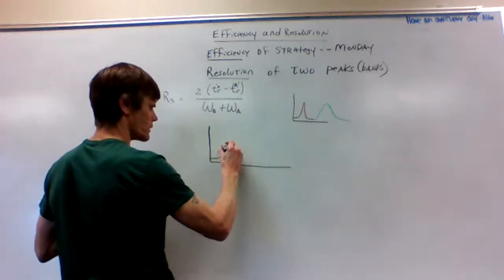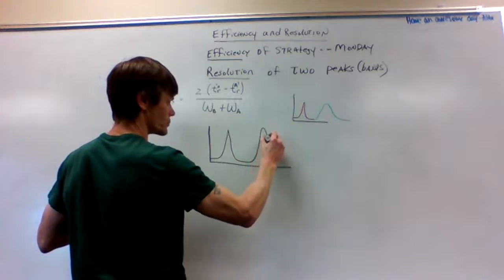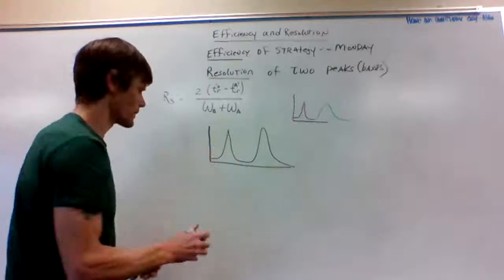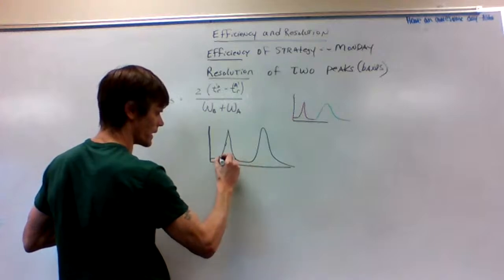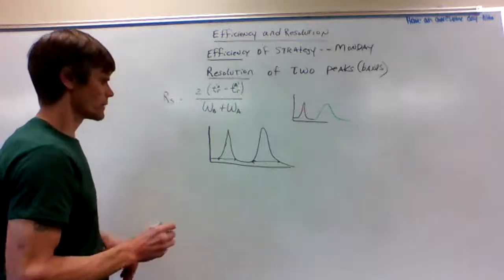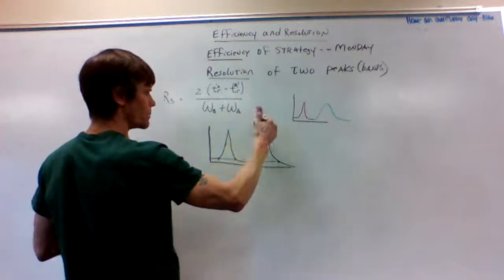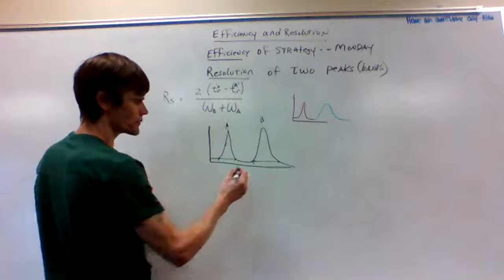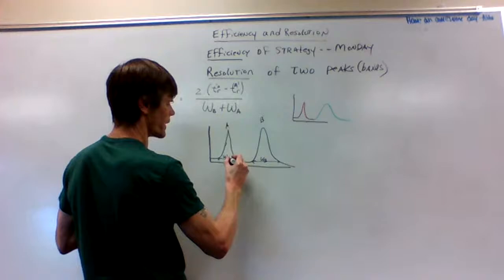So let's look at two components. Again, they have nice Gaussian curves in an ideal situation. And the one that comes out a little bit later is usually a little wider. Baseline width would be the width at the baseline of these two components that we have in this situation. So in this case, this will be the retention time of the later peak. So we'll call this B and this one A. And this would be the width of B, and this is the width of A.